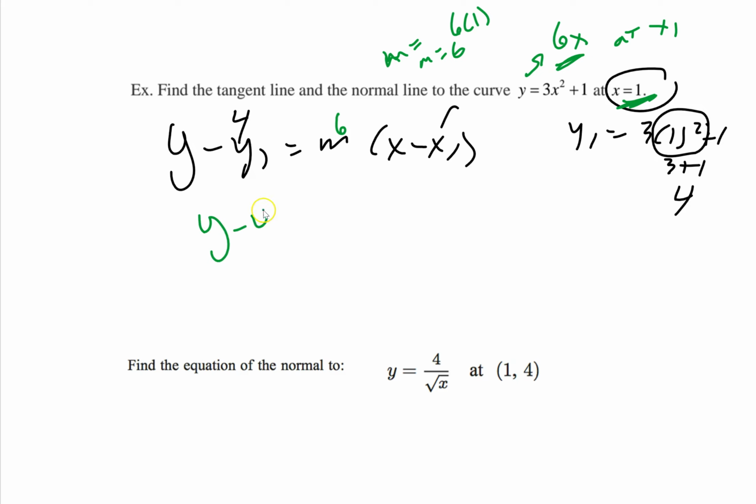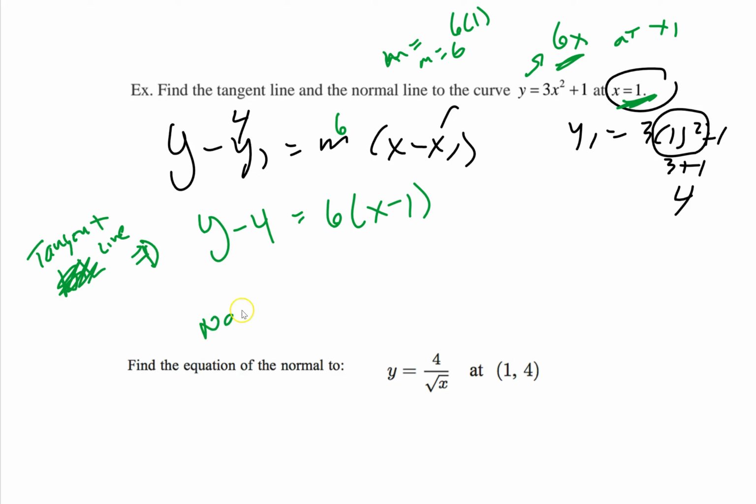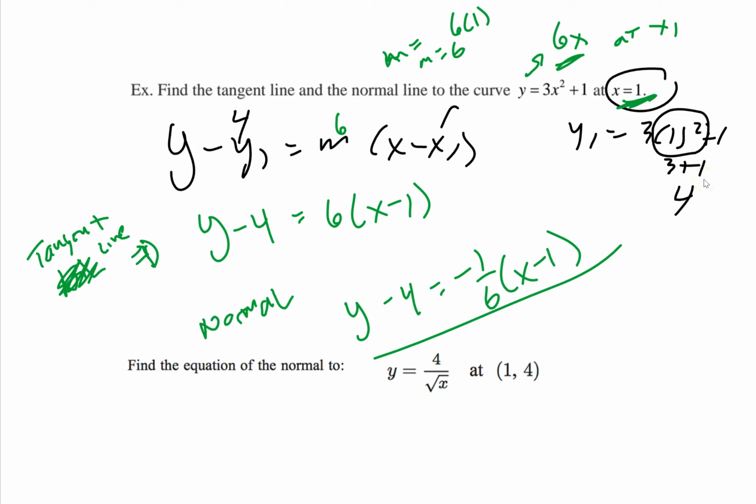That is the equation of my tangent line. Sorry, not my normal line, it's my tangent line. Oh, tangent line. Don't tell anybody, I messed that up. So for my normal line, all you do is change that thing, and you get y minus 4 equals negative 1/6 times (x minus 1). All done.